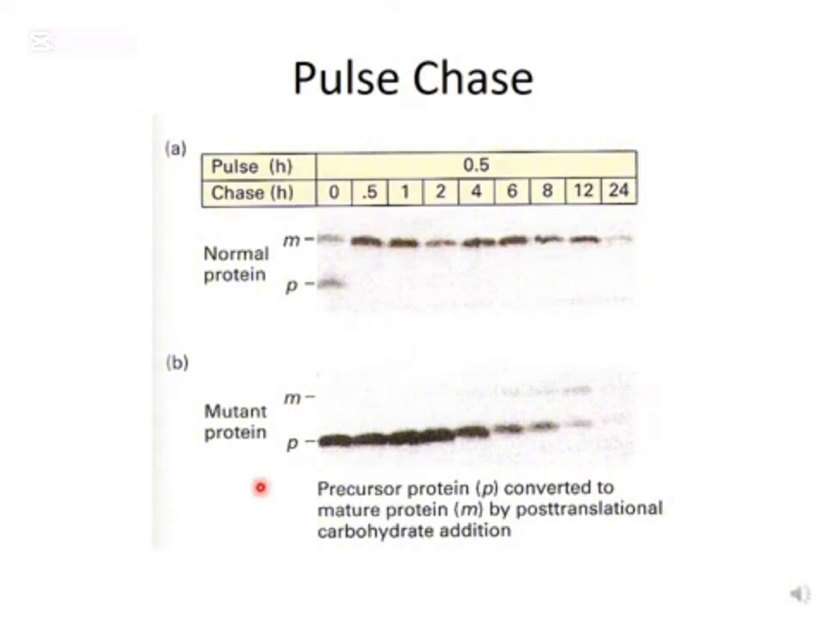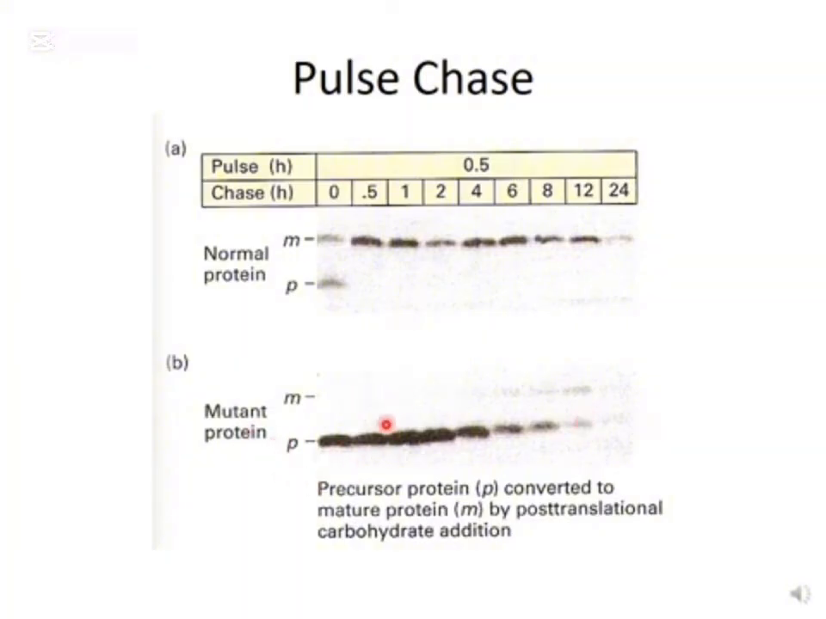Here in the second experiment, when we have the mutant protein that has incorporated the radio labeled signal, we see that we have radio labeled signal that is decaying over time, but this is only present in the precursor. This means that the precursor is not being converted to the mature protein at all.